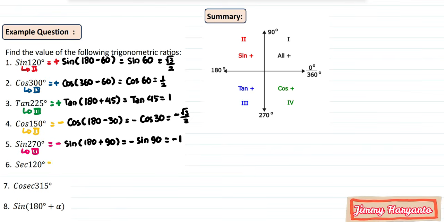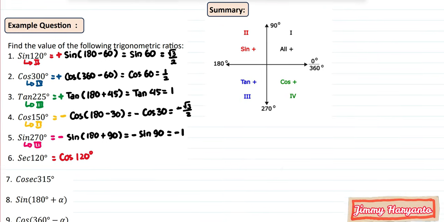And then secant means the opposite of the cos. So I think you better find out the value of the cos first. Okay, so let's change the secant into cos. Yes, let's find the value of the cos.